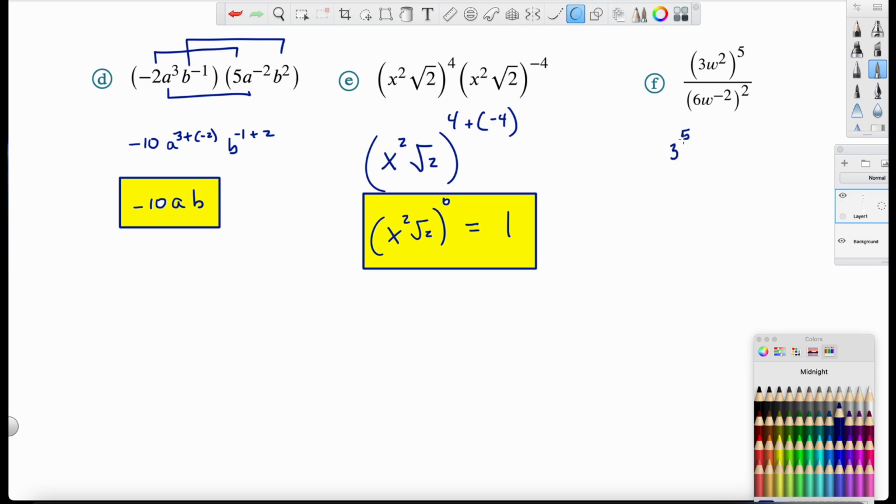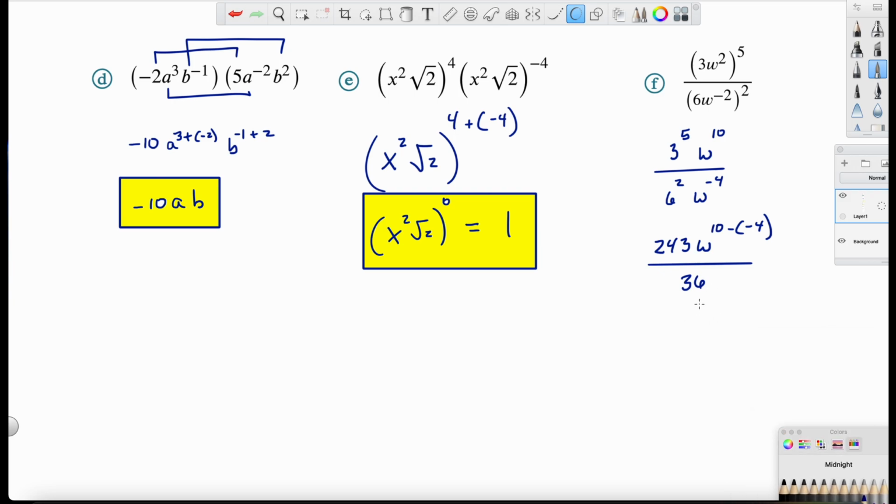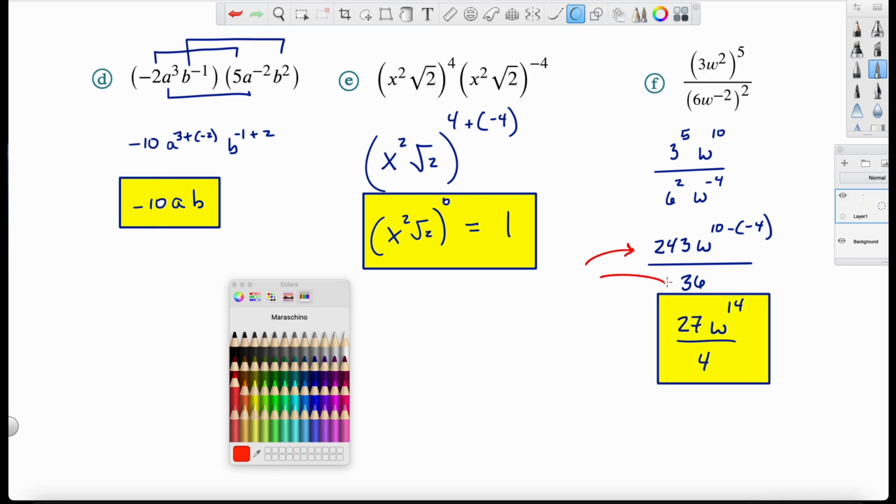Let's expand the numerator and denominator here for f and then see if we can simplify. So 3 to the 5th is 243. We use the quotient rule for our w. And 6 to the second is 36. And there's a common factor here of 9 for the constants in the numerator and denominator. So try dividing that out and see if you can get what I get here. And I think that we're done.